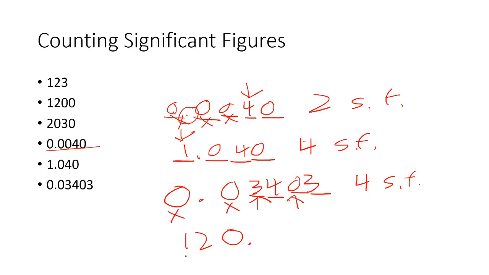So our first non-zero number that is a significant figure is this 1. That means this 0 counts. It is significant. That is 3 sig figs.